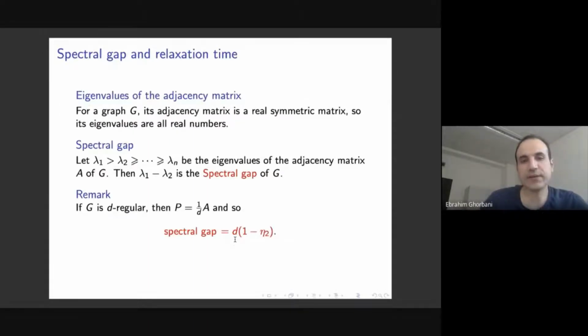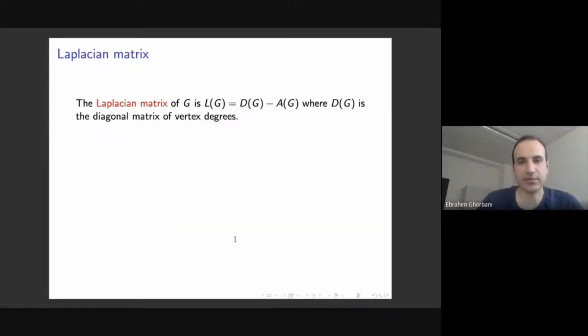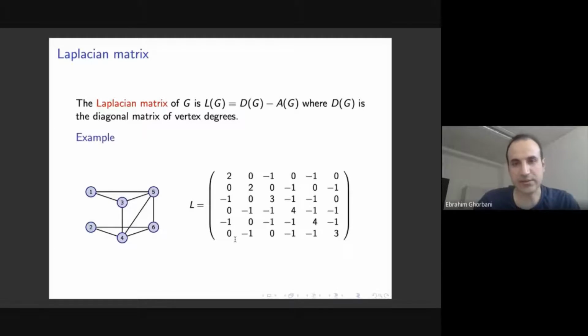So in the case of a regular graph, the spectral gap can be expressed as an eigenvalue of the Laplacian matrix. Our arguments in what follows are based on the Laplacian matrix. So let me recall what the Laplacian matrix of a graph is. The Laplacian matrix is just D(G) minus A(G). A(G) is the adjacency matrix, and D(G) is the diagonal matrix of vertex degrees. So again, for example, here is the Laplacian matrix. The diagonal entries are just vertex degrees, and the off-diagonal entries are just the minus of the adjacency matrix.